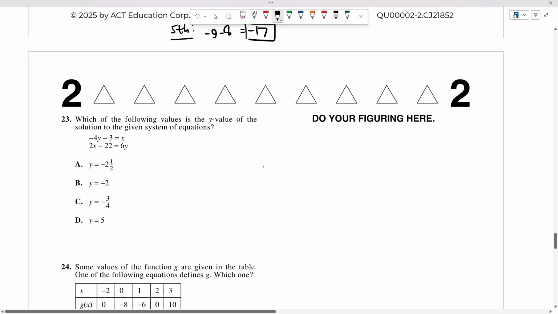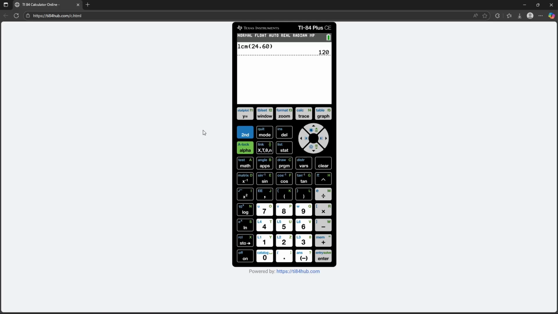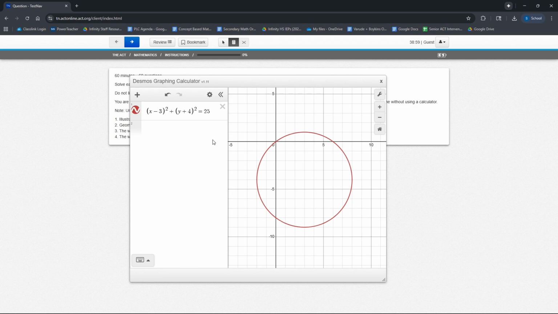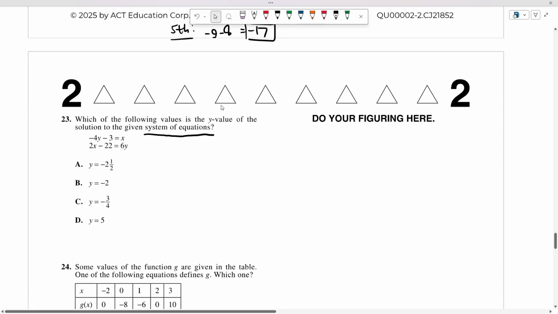23, which of the following values is a y value in the solution to the given system of equations? I see system of equations, and I immediately think, oh my god, finally I get to turn my brain off and just go to Desmos. And what I'm going to do, I'm going to go to Desmos and plug in these two equations and see what the solution is.